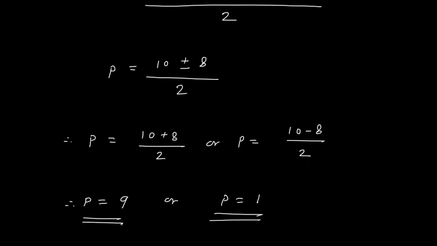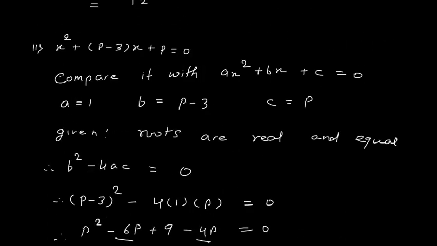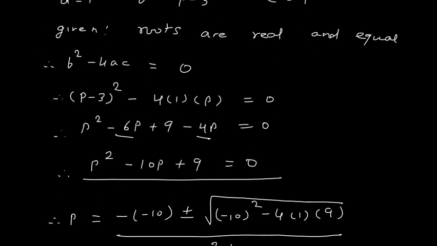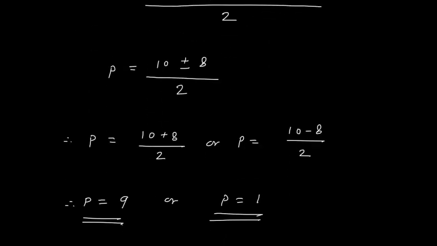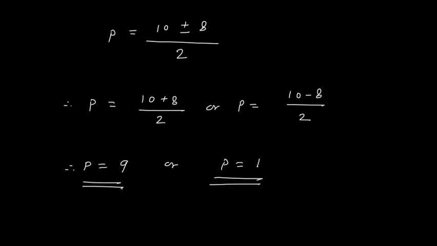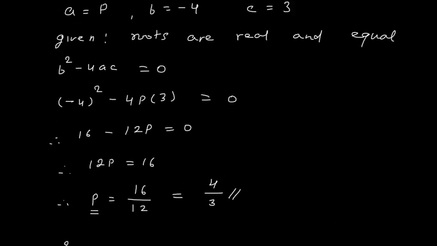So x square plus p minus 3 x plus p equal to 0. When we compare it with this equation and equate this, we get again a quadratic equation, and you know how to solve a quadratic equation. After solving we get two different values of p. So you also understand how to find the value of the unknown when the roots are given as real and equal.